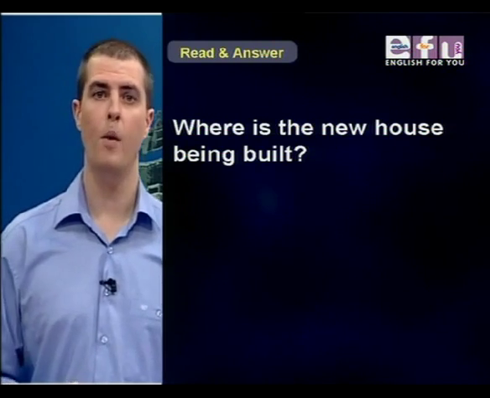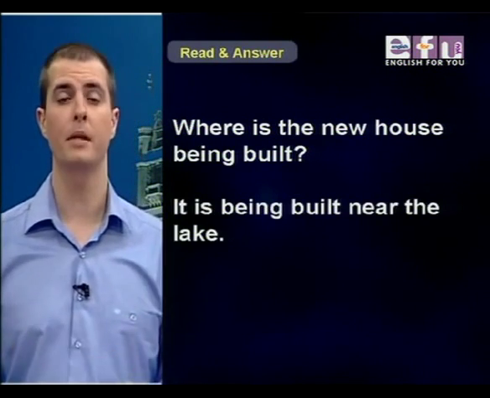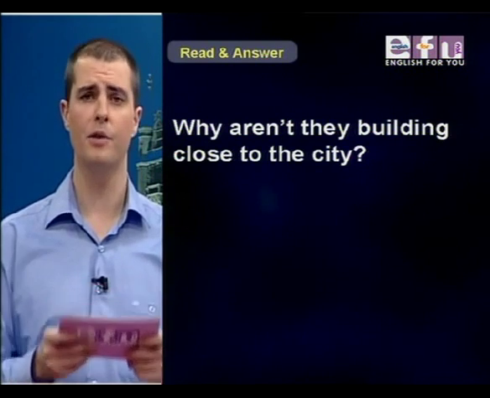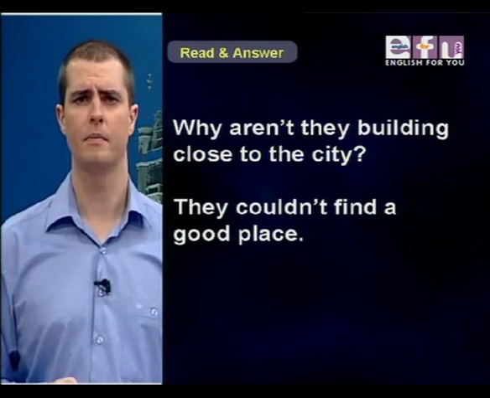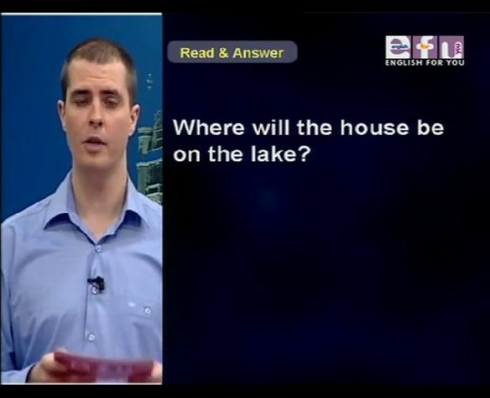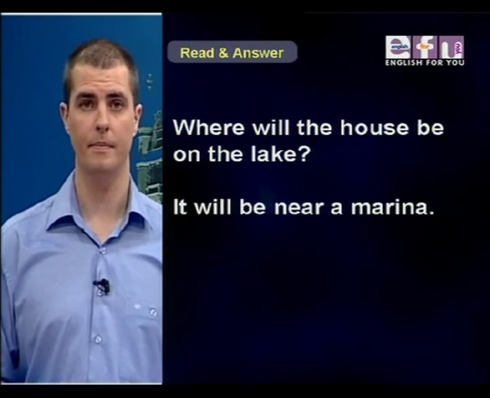Now, check your work. Number 1. Where is the new house being built? It is being built near the lake. Why aren't they building close to the city? They couldn't find a good place. Number 3. Where will the house be on the lake? It will be near a marina.